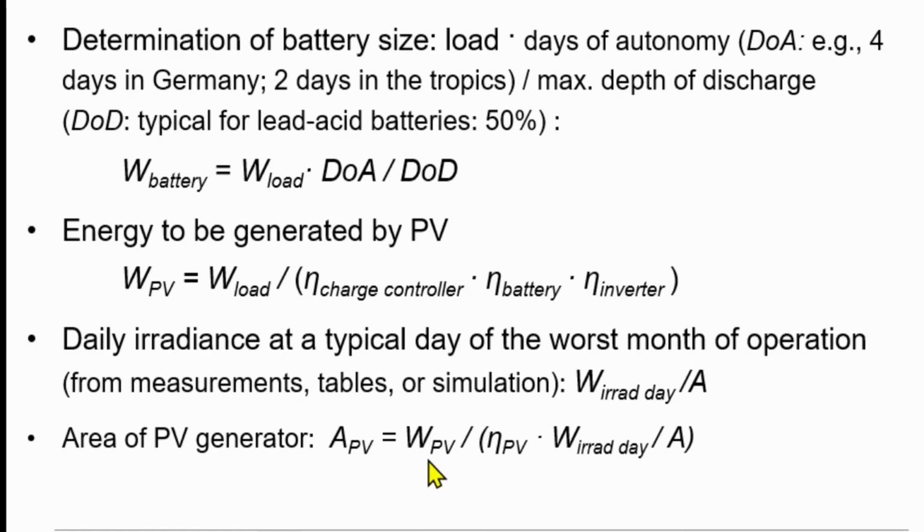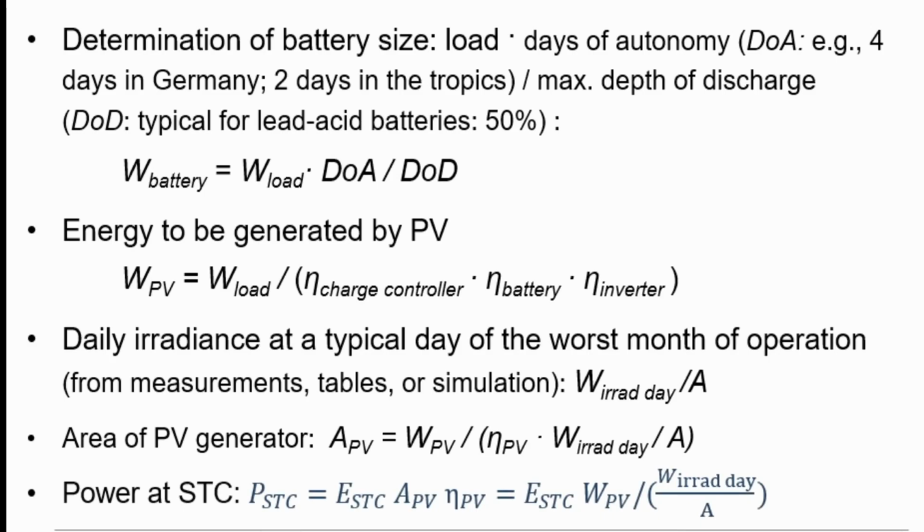So we have the area of the PV generator. So this is the energy to be generated by the PV generator divided by the conversion efficiency of PV divided by the daily irradiance per square meter, which is given for a typical day and the worst month of the year.